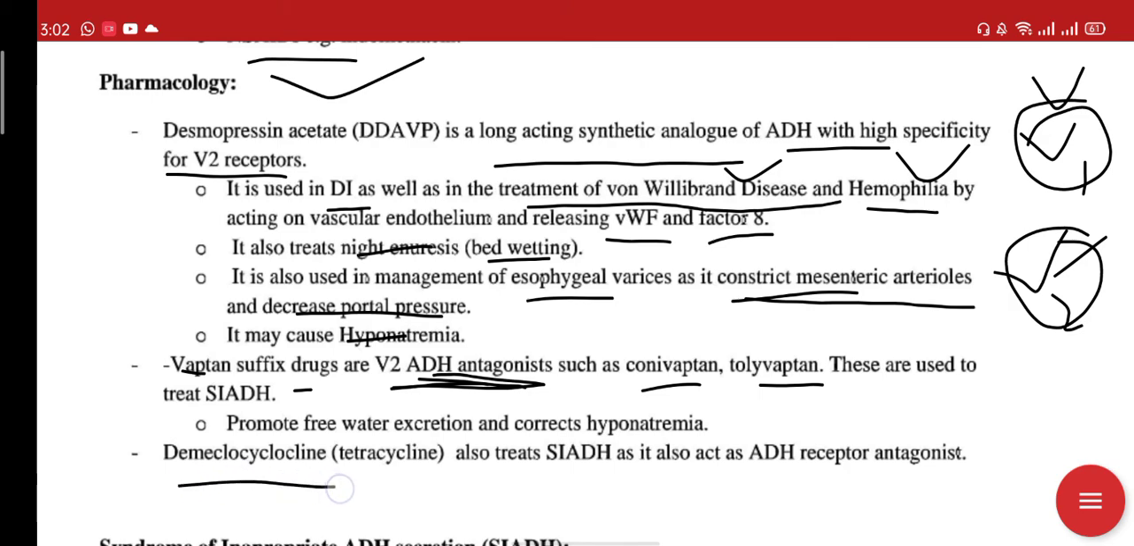Moreover, demeclocycline, which is a tetracycline, also treats SIADH by acting as an antagonist at the ADH receptor. So this is another medicine that is used as an ADH antagonist. These two drugs will be used in the syndrome of inappropriate ADH secretion. Thank you.